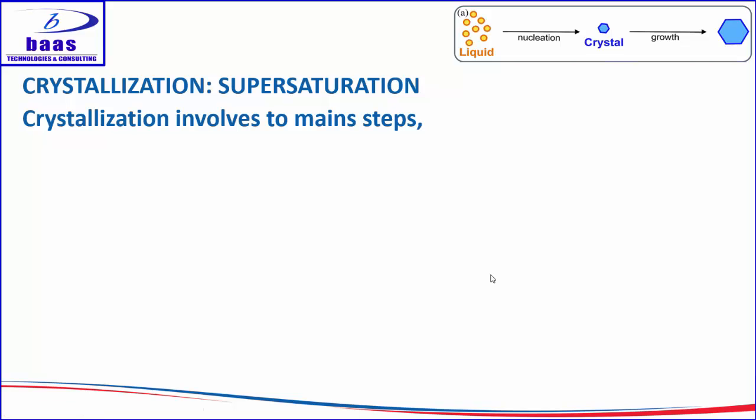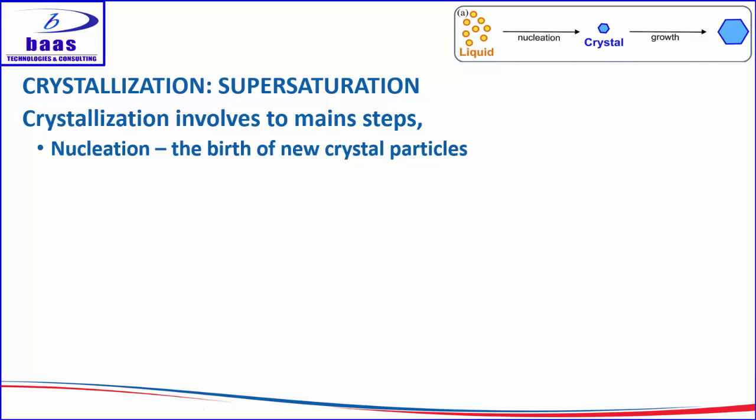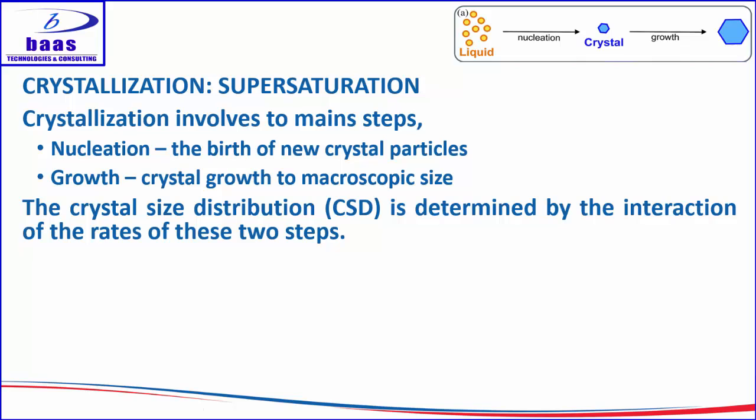Crystallization involves two main steps, which are nucleation, which is the birth of new crystal particles, and the growth of those crystal particles to macroscopic sizes. The crystal size distribution is determined by the interaction of the rates of these two steps, which means that if your rate of nucleation is very fast and the rate of growth of crystals is very slow, you will end up with lots of crystals of very small sizes. And if the rate of nucleation is much slower than the rate of growth, you will end up with fewer crystals but of larger size.